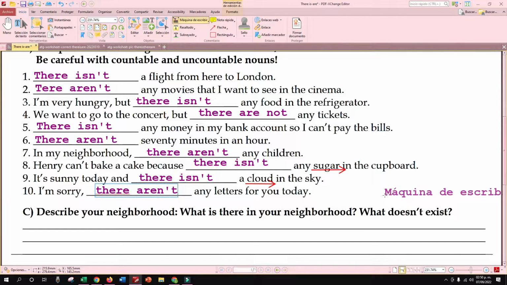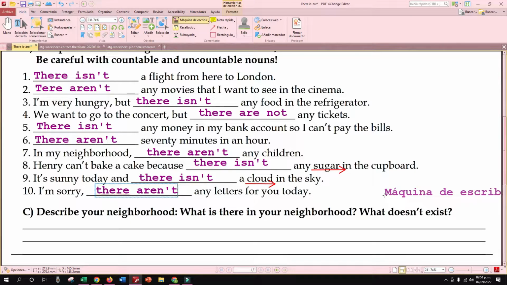Nice. So guys, you just need to pay attention to the countable and uncountable nouns, right? Also, remember, if you have a singular word, you're going to use there is, and if it is negative, there isn't. And if you have a countable noun or a plural noun, you are going to use there are, and if it is negative, there aren't, right? So pay special attention to the meaning of the sentence and the words that you are using, right?